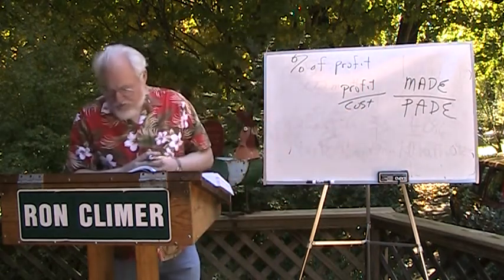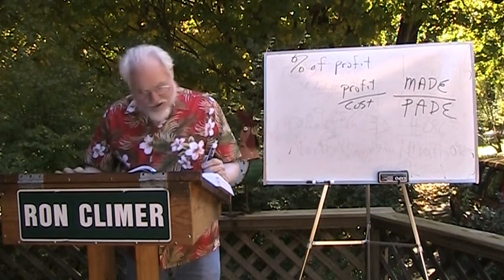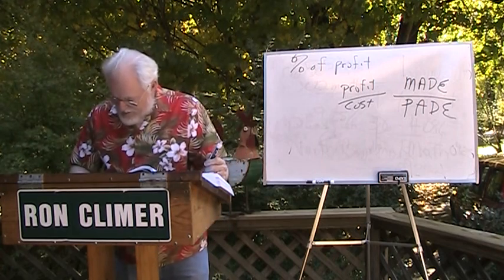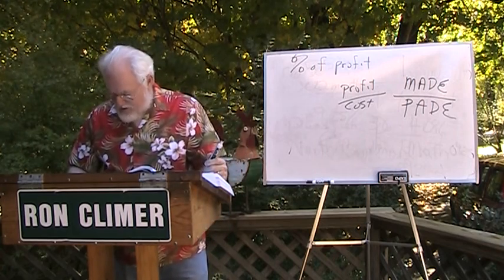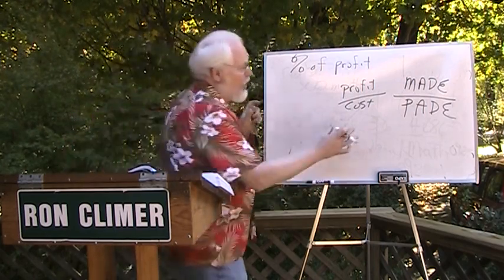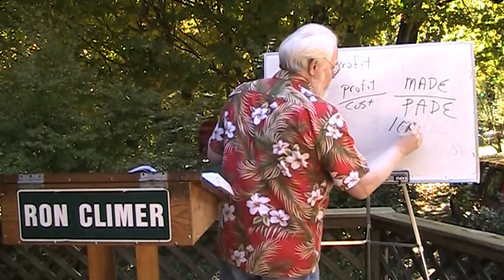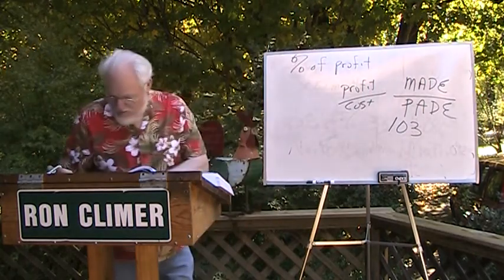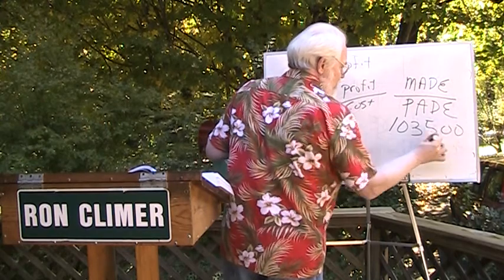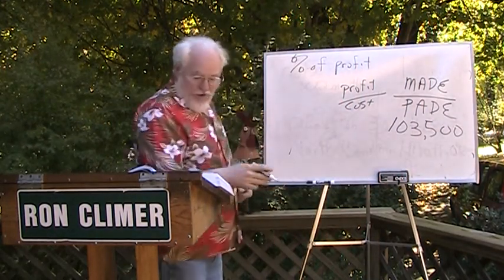Alright? So let's figure our cost here. We paid $10,500 for the lot. Is that right? Yep. Plus, it cost $93,000 to build a house. So our cost, or what we paid, if you will, is $103,500. So we're in the deal for $103,500.